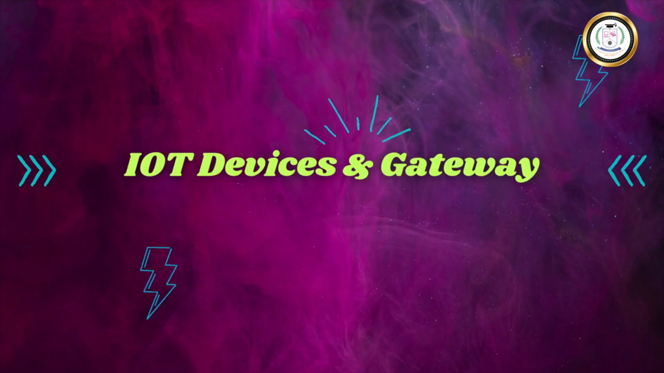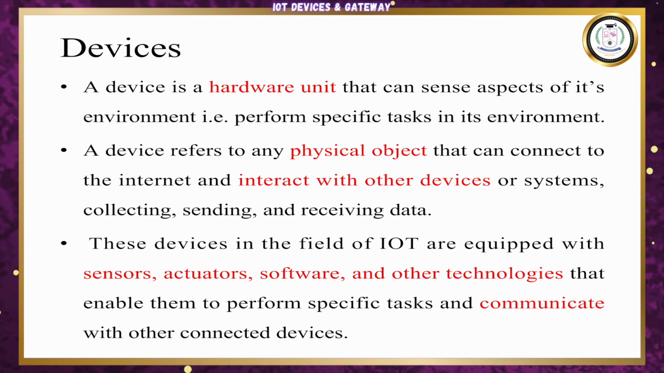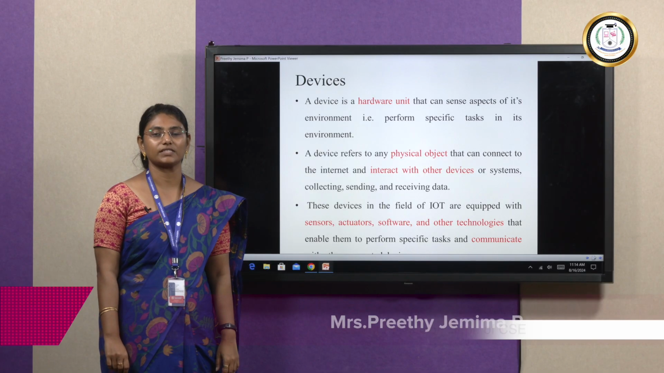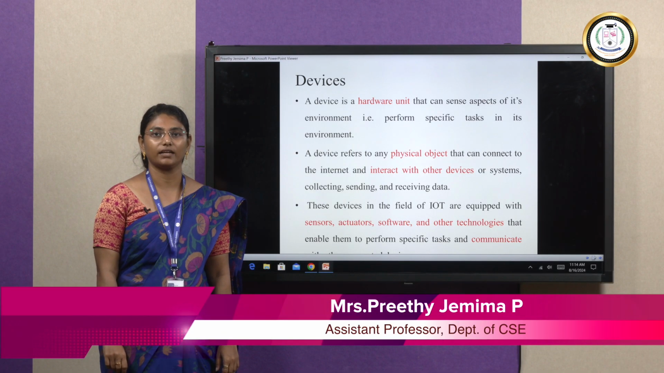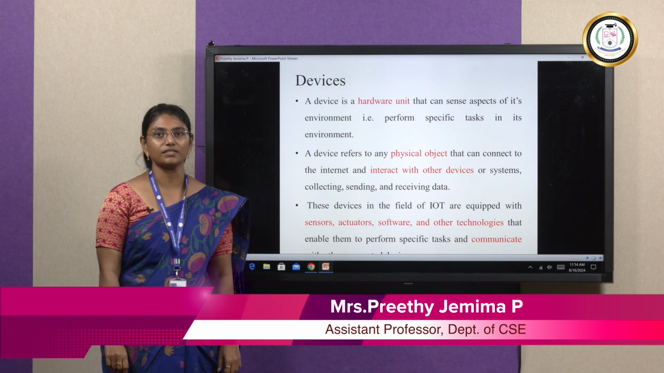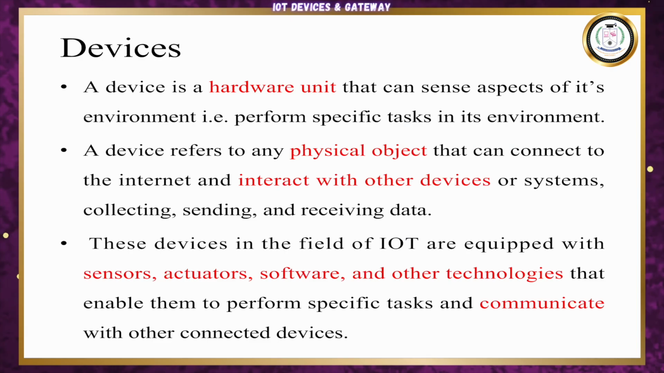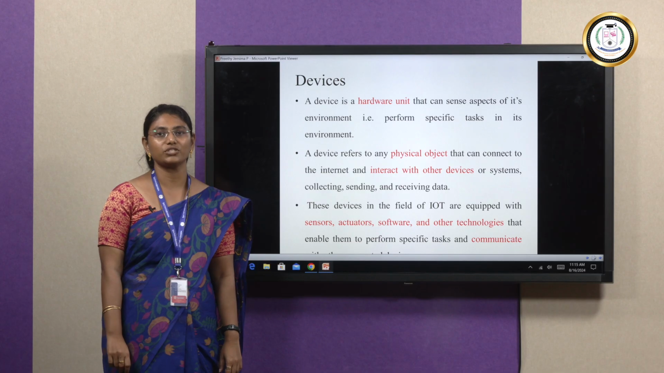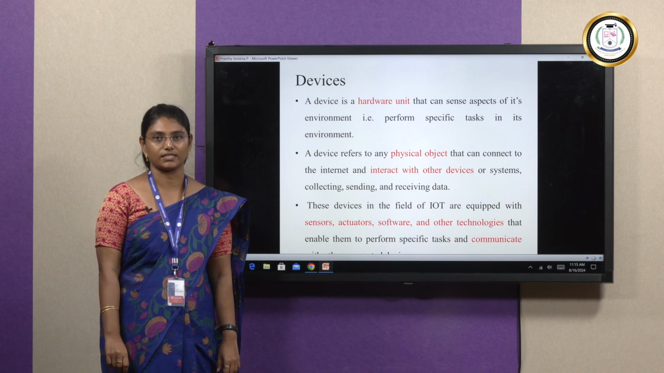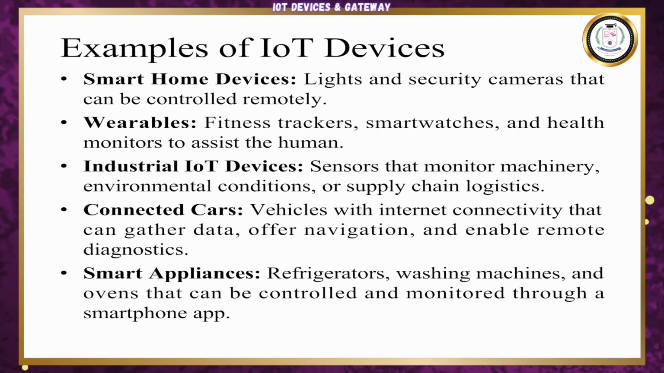We would like to see the topic IoT devices and gateways. Device. A device is a hardware unit that is used to perform a specific task, that is, to sense an environment. A device can also be a physical object that connects with the internet to communicate with other devices by collecting data, gathering data, and transferring data. These devices may also have sensors, actuators, software, and other technologies involved for communication with other connected devices. Examples of some IoT devices.